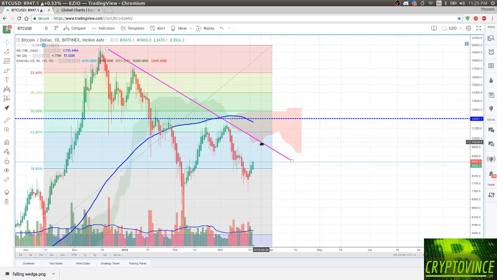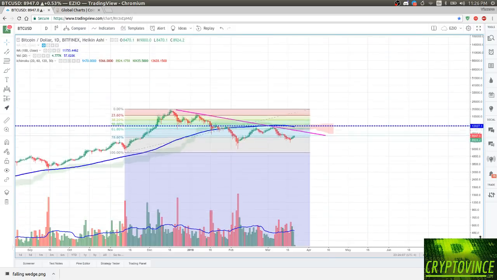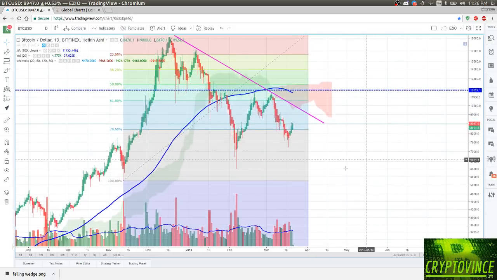So if we break this, because we might go down if we bounce off here, that will be 1, 2, 3, 4 times that we bounce off that level. We might really go down to 3K, that everyone is talking about. 5K is right here. 3K will be the level of the next support right there.